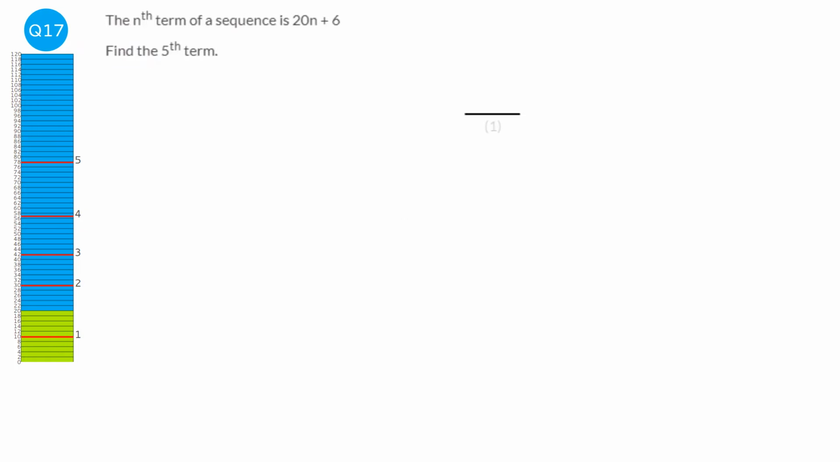So our sequence, our nth term, is 20 times n plus 6. For the fifth term, n would be 5, so it's 20 times 5 plus 6. 20 times 5 is 100, 100 plus 6 is 106.